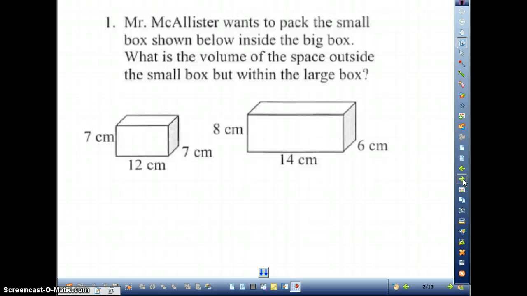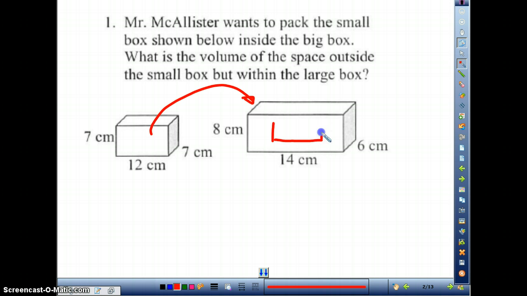It says Mr. McAllister wants to pack the small box shown below inside the big box. What is the volume of the space outside the small box but within the large box? So what they're going to do is take this one and put it inside of this one. You've got this smaller box that's set inside this bigger box, kind of like this. Okay, the smaller box is put inside the bigger box. They want to know the amount of space that's inside the bigger box but outside the smaller one.